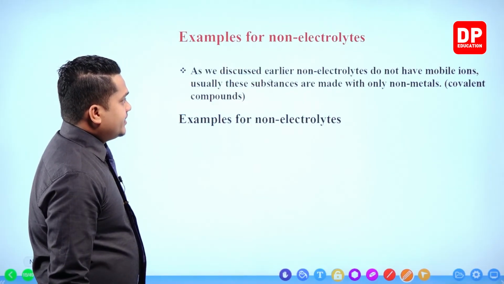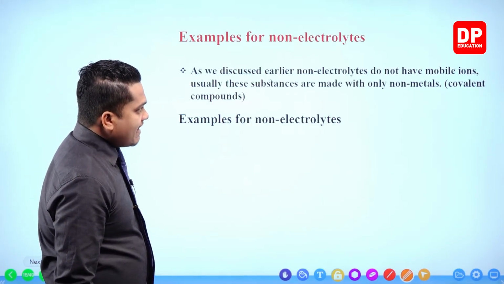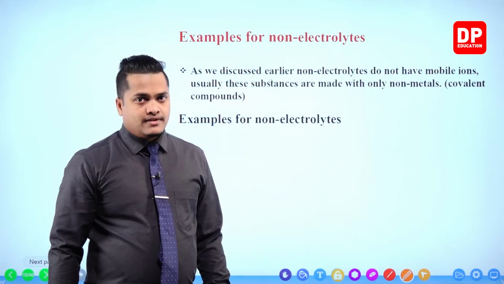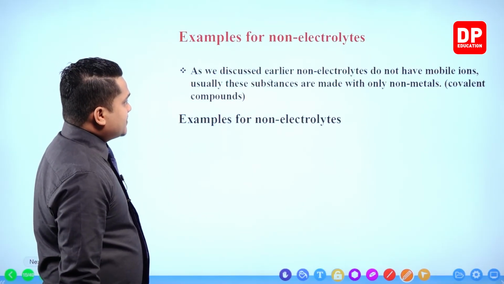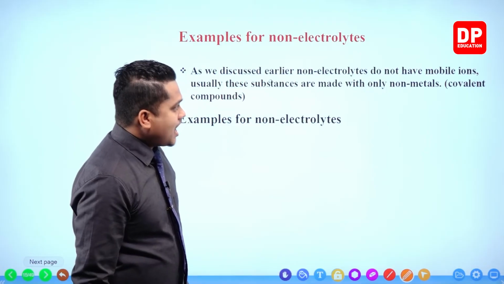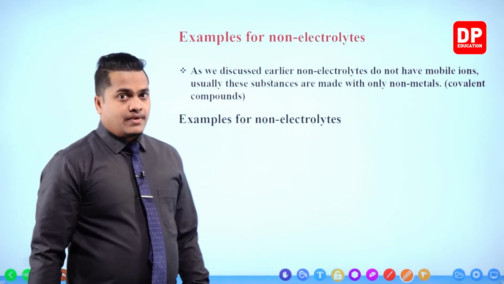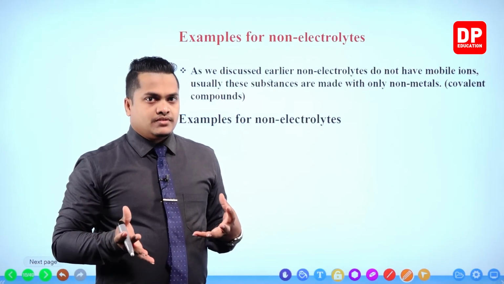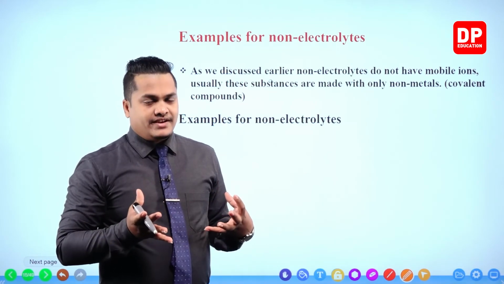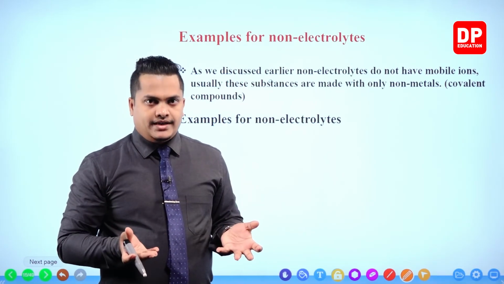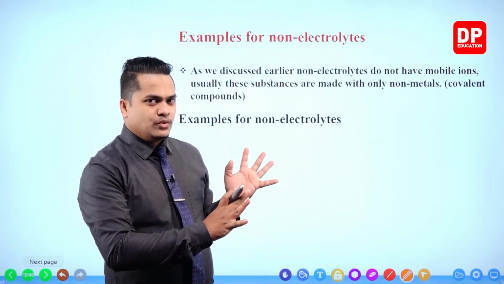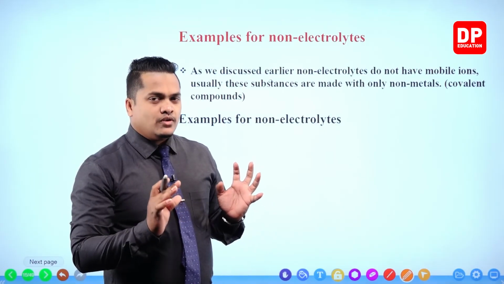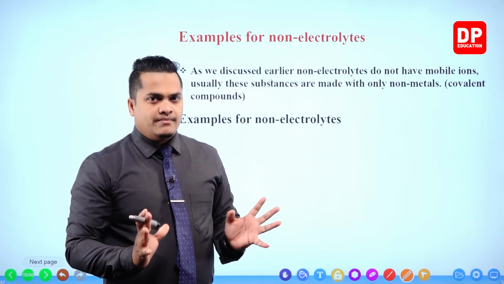As we discussed earlier, non-electrolytes do not have mobile ions. So within non-electrolytes, my dear children, they do not have mobile ions. Okay. Usually these substances are made with only non-metals, covalent compounds. The reverse of the ionic compound, covalent compounds. You will be learning about these covalent compounds when you go to grade 10. Up to now, I have just given you the explanation for these covalent compounds.